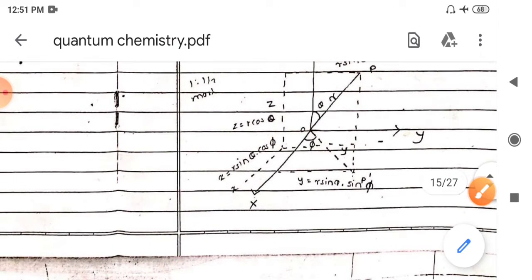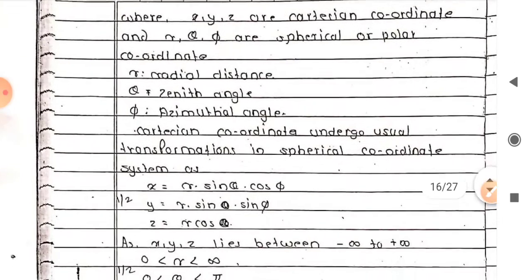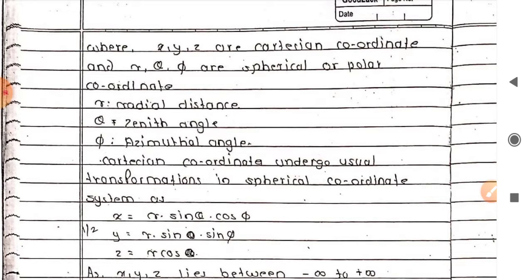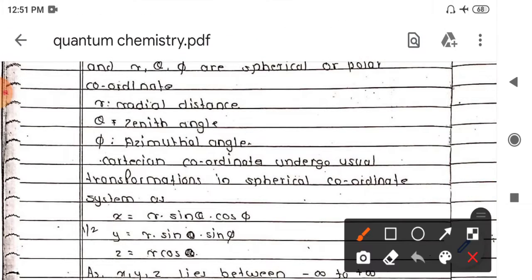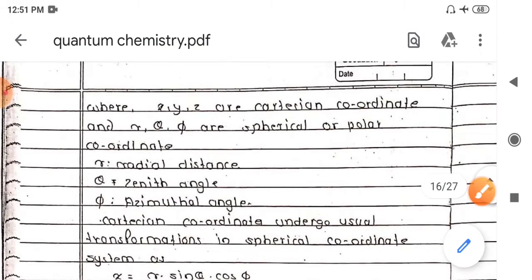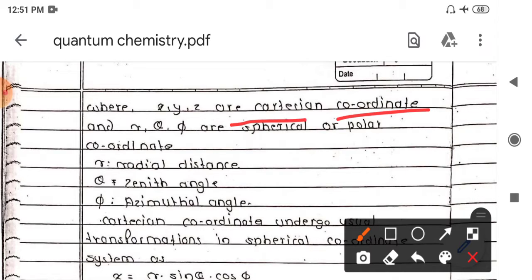Okay, so these are the three variable changes from the Cartesian coordinates to the spherical polar coordinates. This x, y, z are the Cartesian coordinates, whereas r, theta and phi are the spherical or polar coordinates. So r is the radial distance, theta is the zenith angle, and phi is the azimuthal angle.